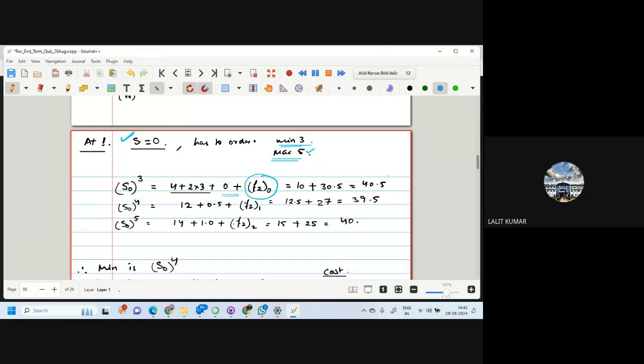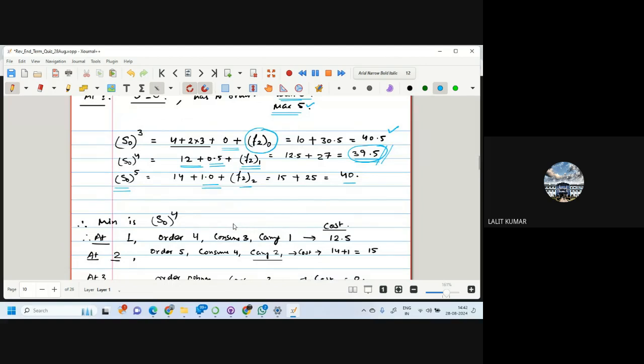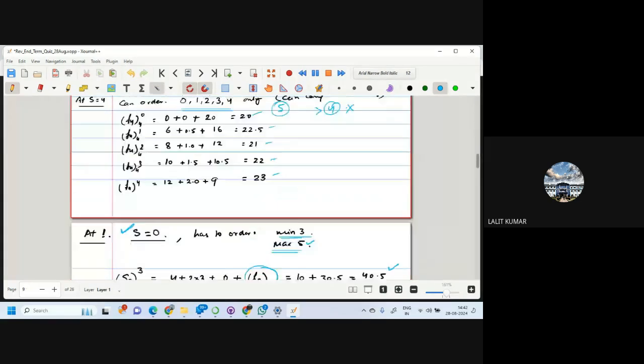So this is the value. If he's at 0, he orders 4, then he consumes 3, holds 1, and you reach F21. So this value is 39.5. If he orders 5, then he carries 2 to F22 and this is 40. So from here you can clearly see that 39.5 is the minimum. And now you start going: that minimum is at S0. So what he does at S0, he orders 4, he reaches F21. Now you go to F21.